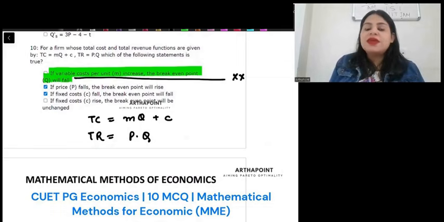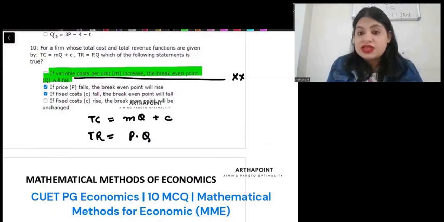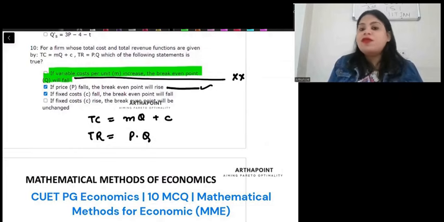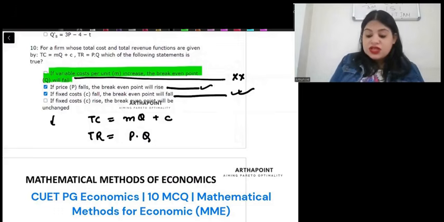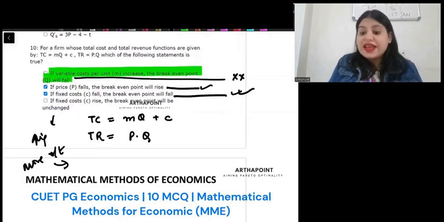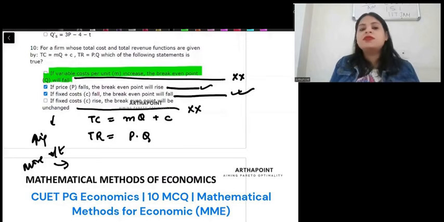If price decreases, break-even point will rise. Same thing. If price is decreasing, your revenue is decreasing. So you need to produce more output to break even. Correct. If fixed cost falls, break-even point will fall. Same. If cost is decreasing, then you need less output to break even. So output will fall. If cost rises, break-even point will be unchanged. No. If your cost is increasing, then you have to produce more output to break even. Okay? So the break-even point will increase. So this is incorrect. Okay.